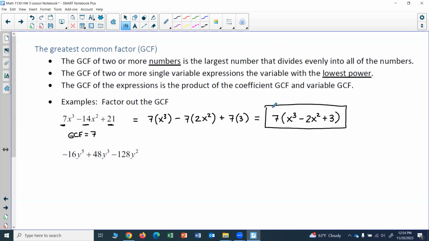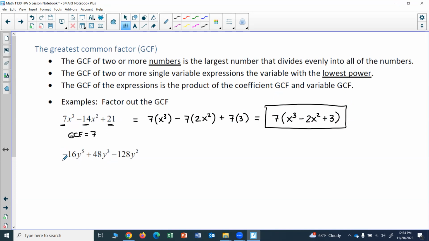If I multiplied the 7 by each term, I should get my original expression, 7x cubed minus 14x squared plus 21. So you can always check by multiplying it out.